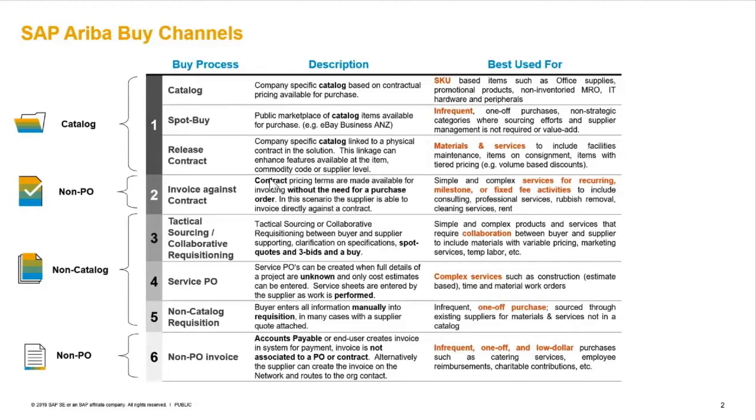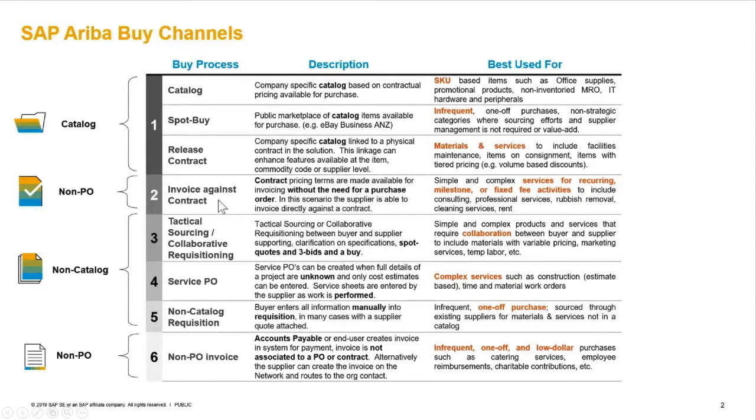and invoicing solution. So looking at channel number 1, which is focused on catalog, so catalog being SIF or punch out, or whether it's a spot buy catalog, or a release contract where it generates a catalog subscription, putting all of these into one bucket of channel, of a buying channel, one bucket of spend. The second one is an invoice against the contract.